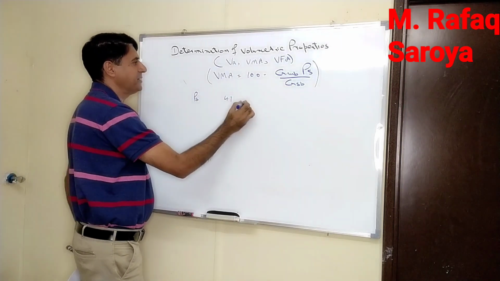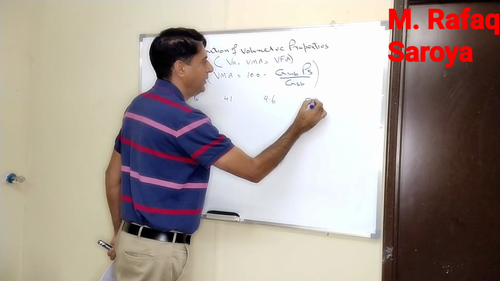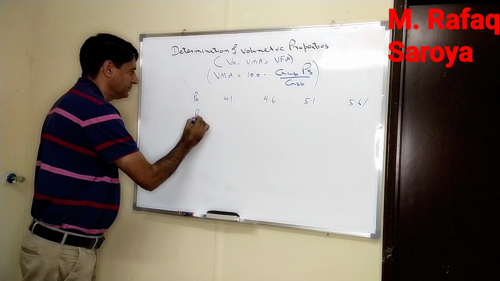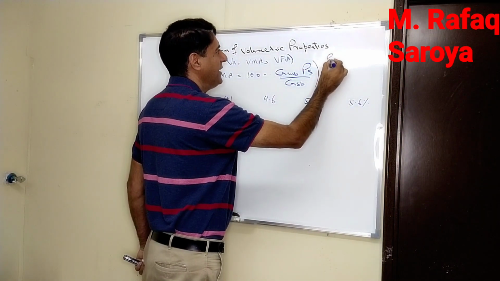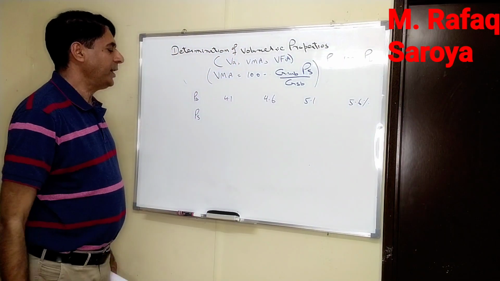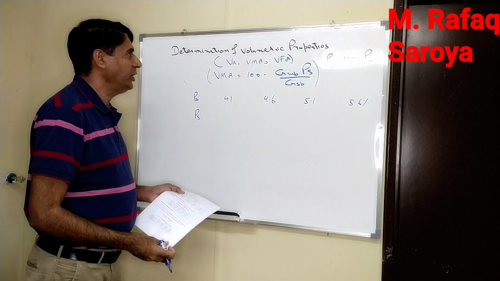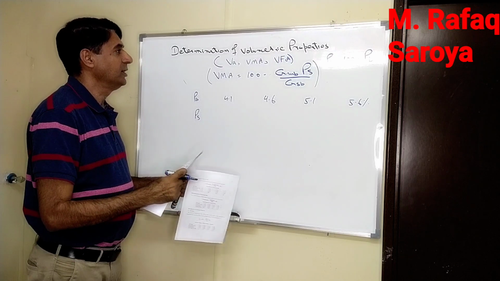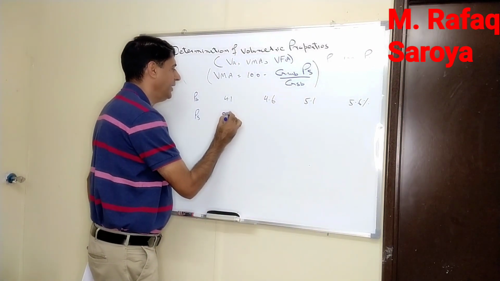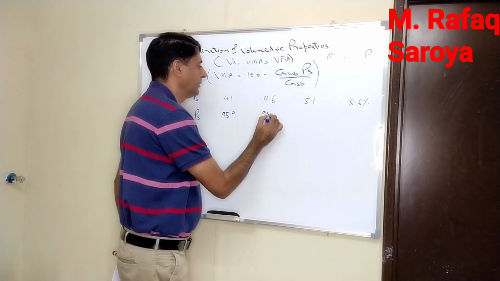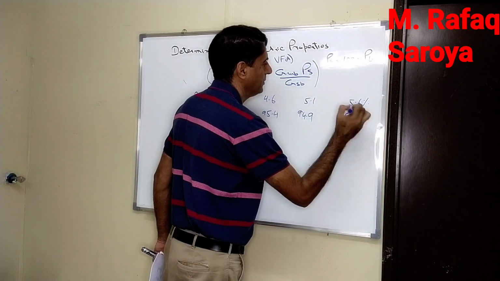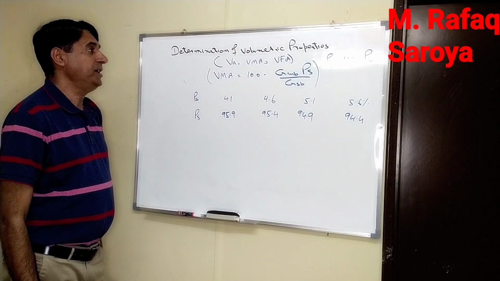PB: 4.1%, 4.6%, 5.1% and 5.6%. These are the amounts of PB. And now PS. Just for your understanding, keep this in mind: PS is equal to 100 minus PB. If this PB value is put in this equation, we get the value of PS. As these values change, the amount of PS also changes. So whatever PS comes after putting these values, I am going to write it over here: 95.9, 95.4, 94.9 and 94.4. This is the percentage of stone. PS means percentage of stone.